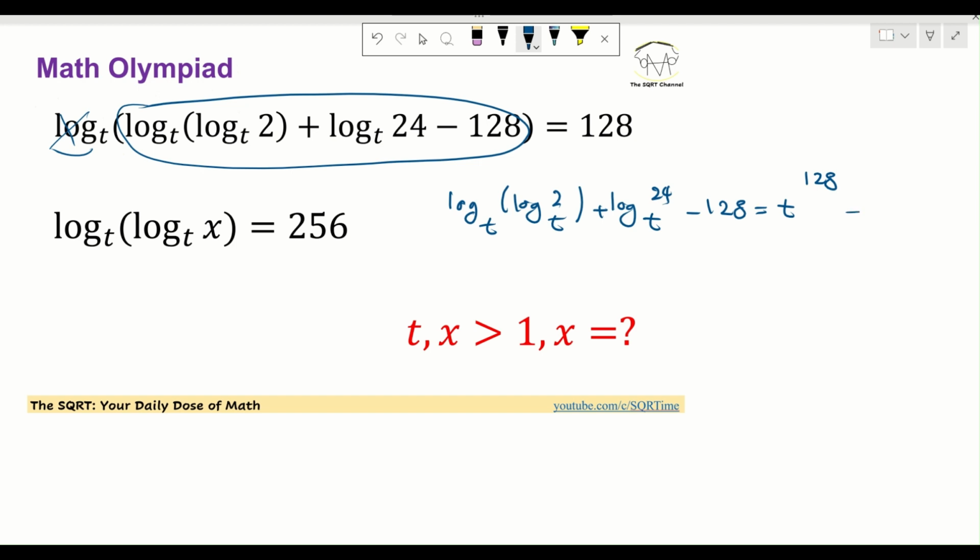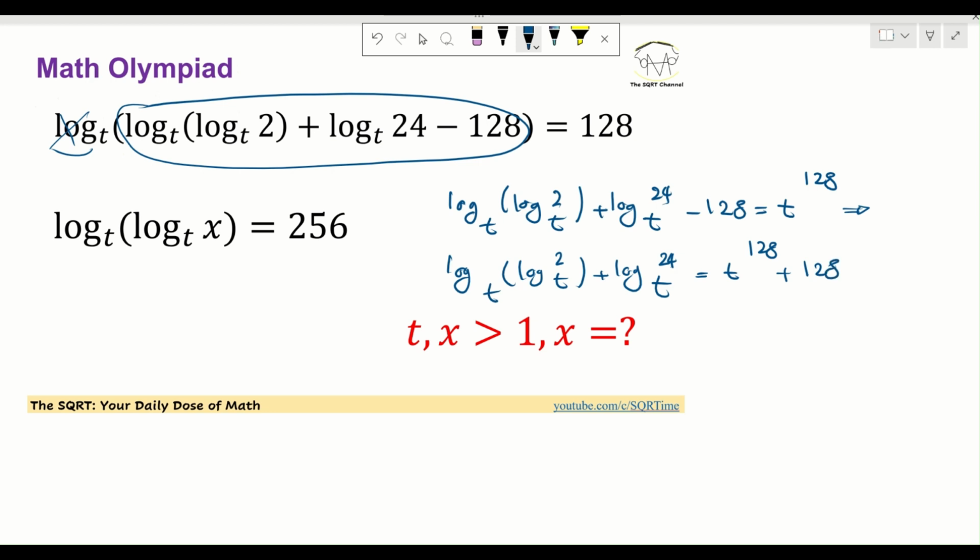To do more simplifications, I'm going to just move this 128 to the other side. I will have log of 2 in base t plus log of 24 in base t equals t to the power of 128 plus 128.